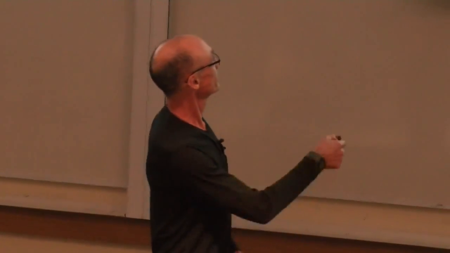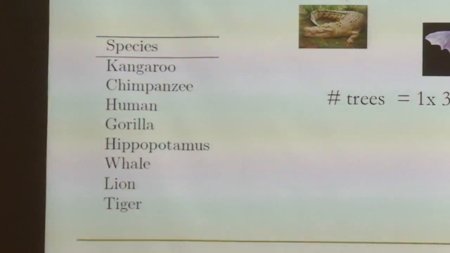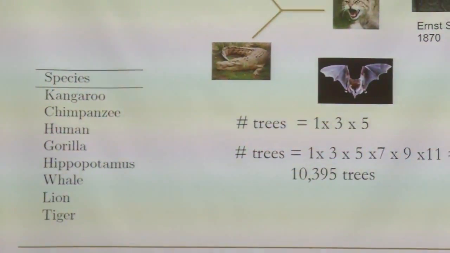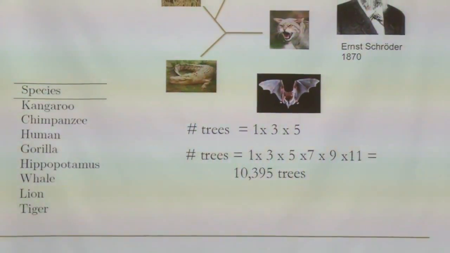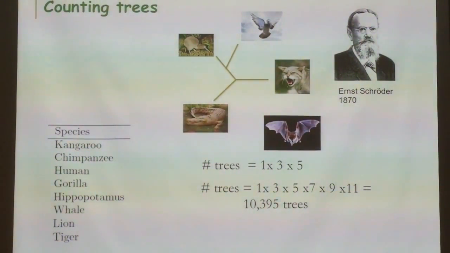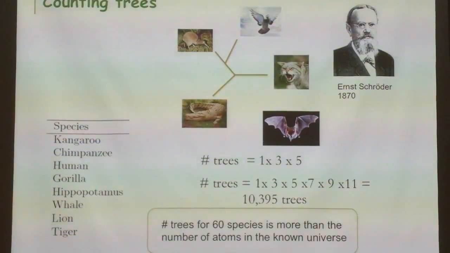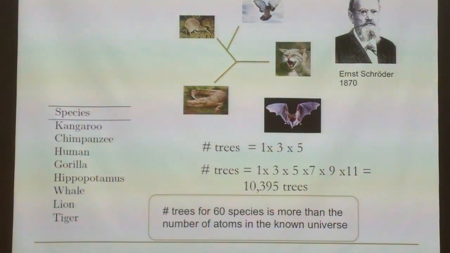So if we had this number of species, just a handful, how many trees would there be? There'd be 10,395. Okay, well that's not too big. Any computer could look at that. What if you have 60 species? That would be a small study by today's biological standards. Well, the number of trees is just too big to even consider.